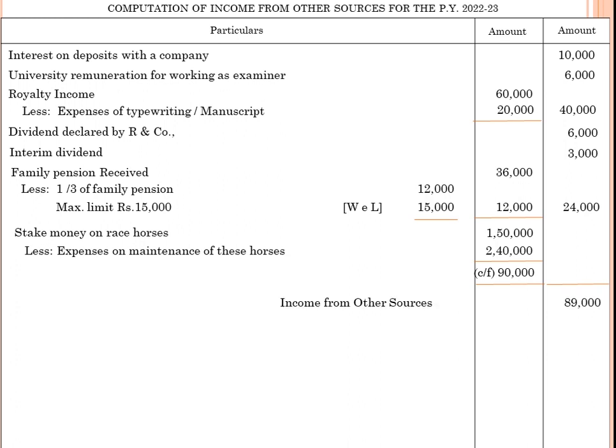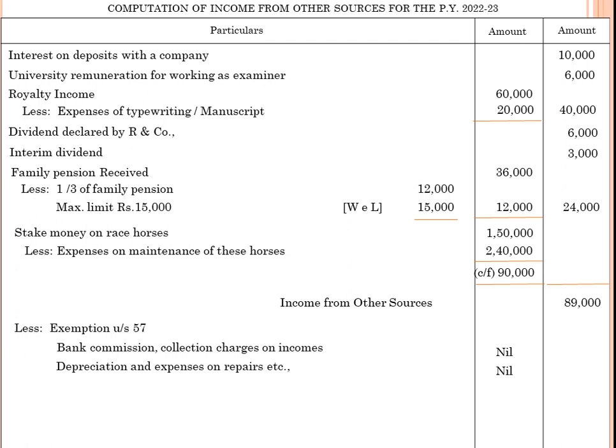Find the total. The total is 89,000, which we call income from other sources. Followed by less exemption under section 57: bank commission and collection charges on incomes, not given in this problem, nil. Depreciation and expenses on repairs, especially on plant and machinery, we have to put nil. And total exemption under the section is also nil. The remaining balance is the same 89,000, which we call the taxable income from other sources.